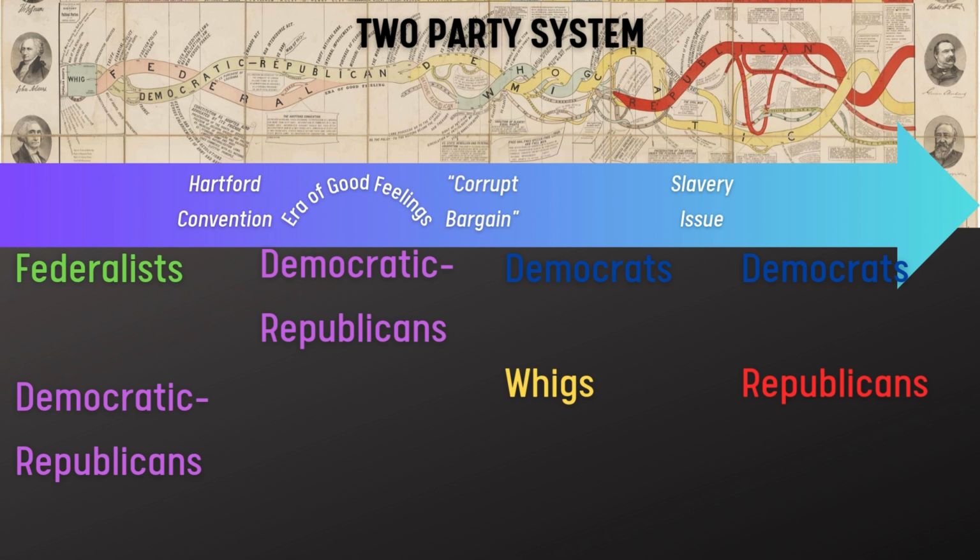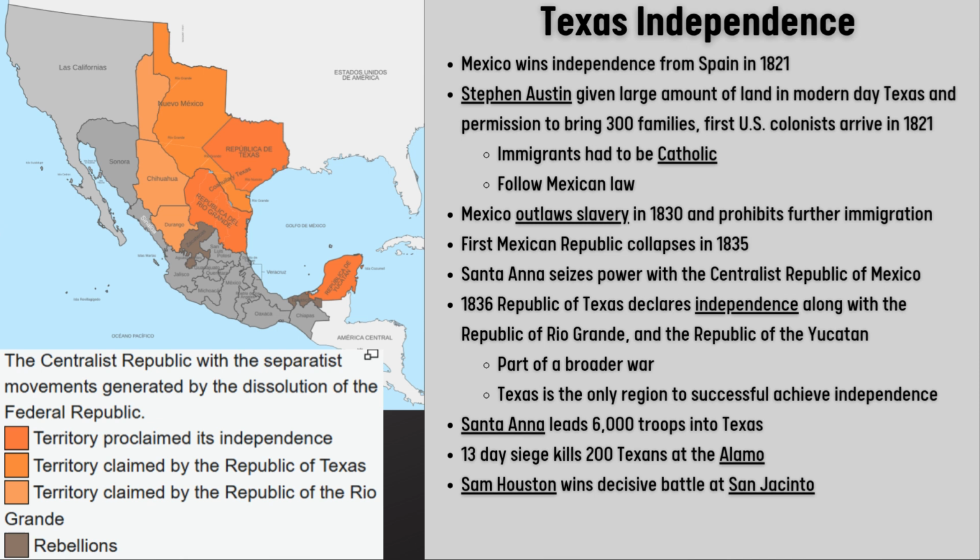Remember the corrupt bargain and the Hartford Convention. These events played significant roles in reshaping political alignments and tensions. By the time we reached the Era of Good Feelings, political identities were shifting, leading to the birth of the Republicans and new discussions around issues like slavery. Understanding these political shifts helps us appreciate the complexities of modern American politics and the roots of present-day party ideologies.